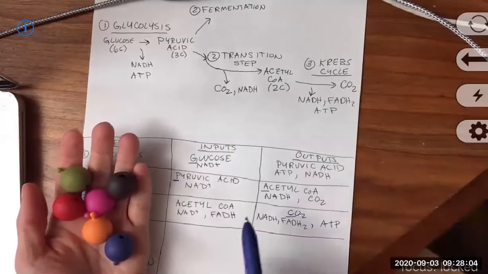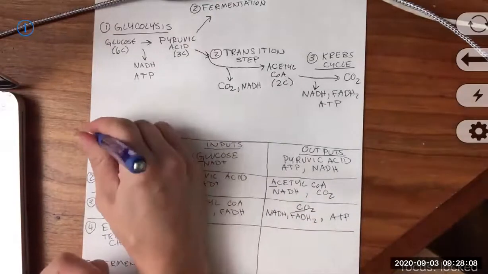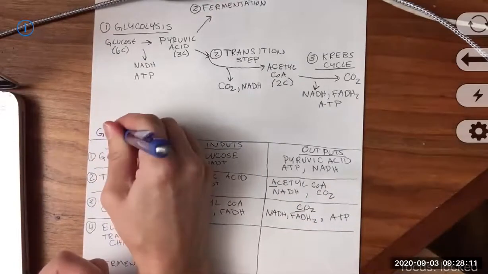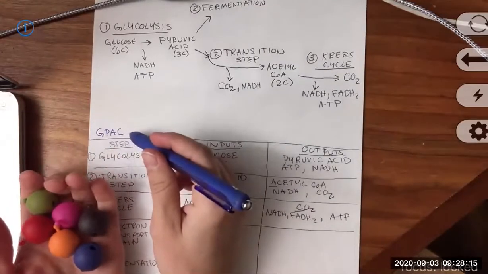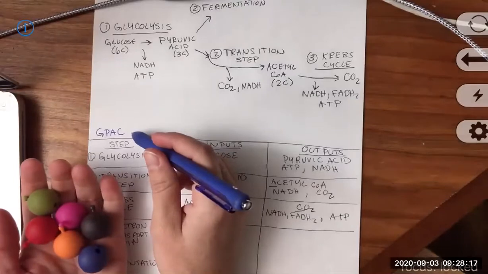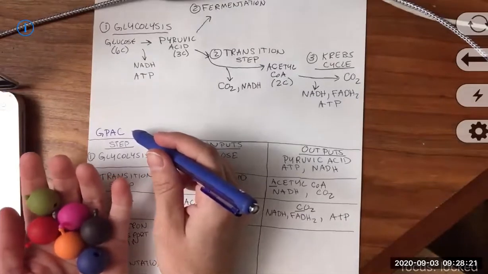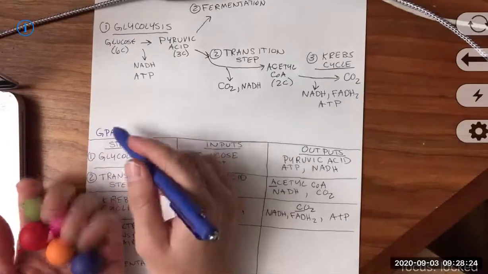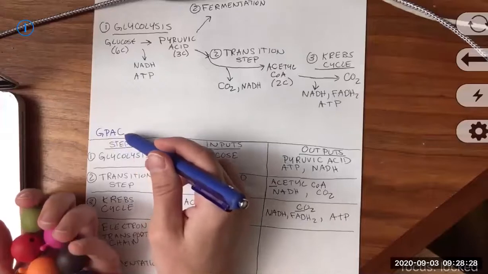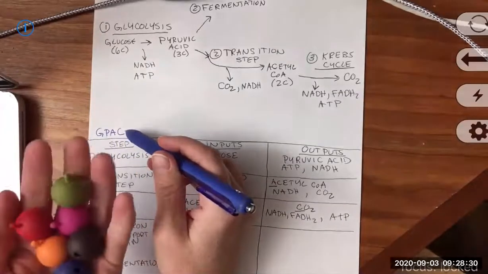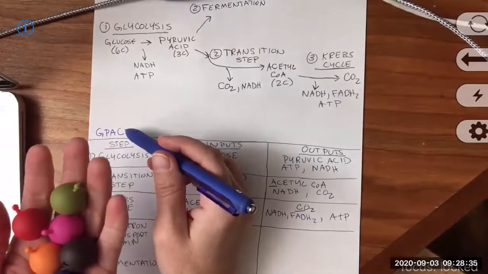And this GPAC, I'm just going to write it right here. This also can be used as an acronym for Give Peace a Chance. So I always think of the song, all we are saying is give peace a chance. Glucose, pyruvic acid, acetyl coenzyme A, carbon dioxide. And that way I can trace the molecules from glucose all the way down to carbon dioxide and remember them.